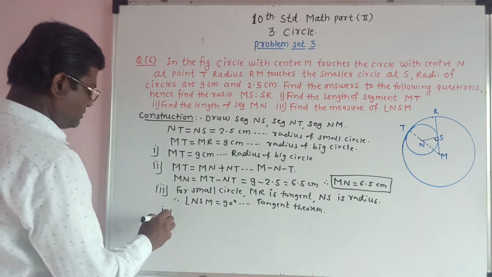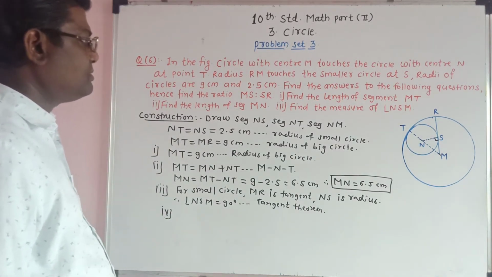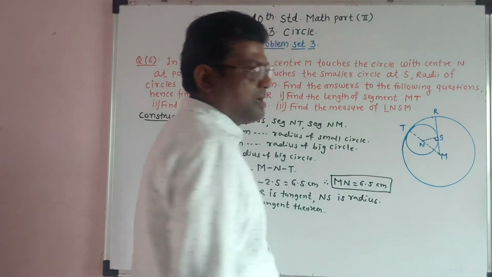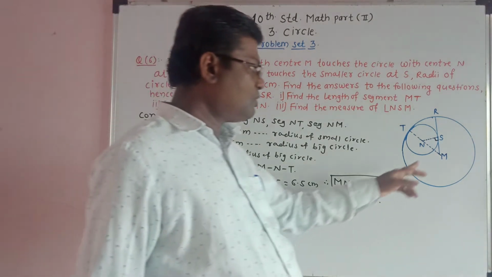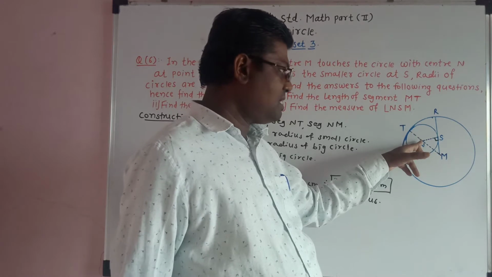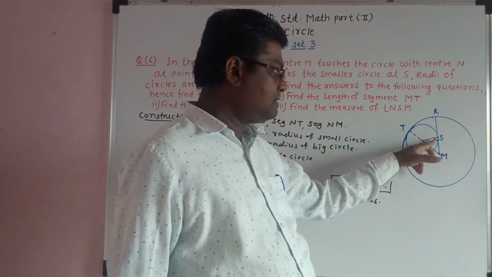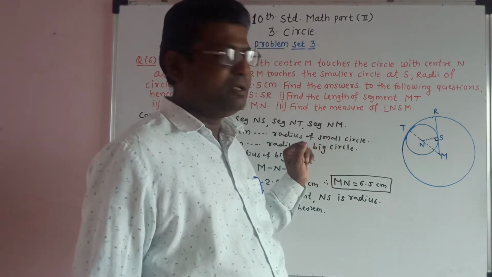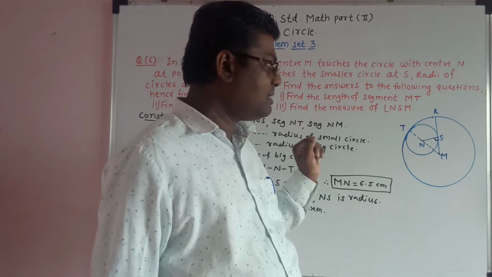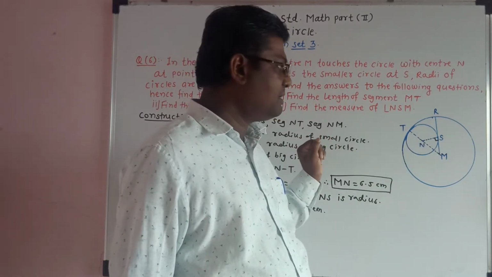Now number 4. Find the ratio MS is to SR. At first we have to find MS. For this we have to consider triangle NSM. In this triangle, this angle is 90 degree. Therefore this triangle is a right angled triangle. So we can apply Pythagoras theorem for this triangle.